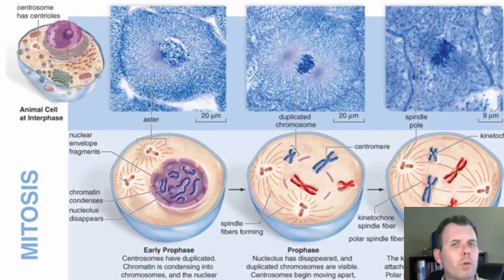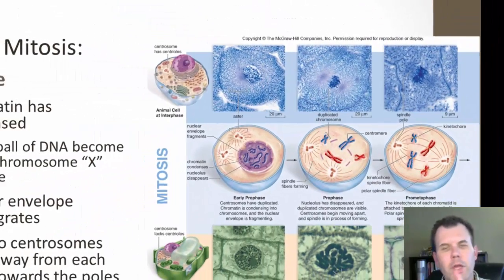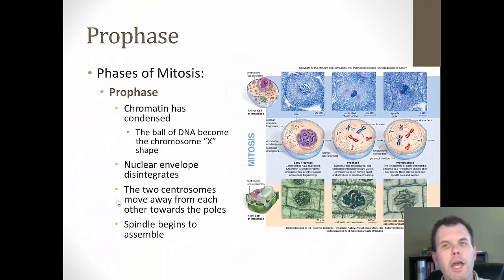So prophase is really the cell getting ready for this division. You lose the nuclear membrane, your chromatin condenses into chromosomes, getting ready for division, and your centrioles move to the poles. Those are the 3 main things that I want you to know that go on here.